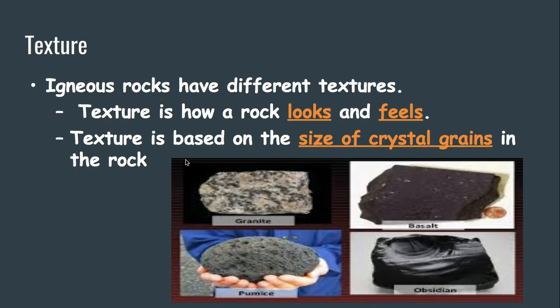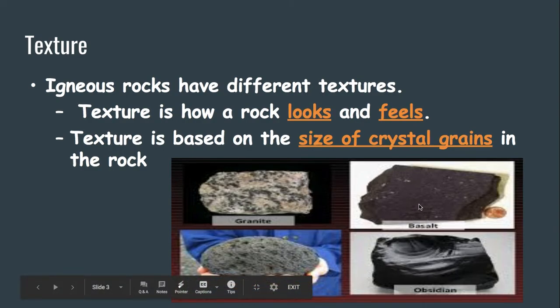So different igneous rocks have different textures. When we talk about the texture of a rock, we're looking more so at how it looks, its visual cues, things that we can observe. And that's based upon its crystal grain size. So some rocks like granite have very large crystals, like you can see those individual specks, while other rocks like basalt or obsidian have very small crystals or no crystals.